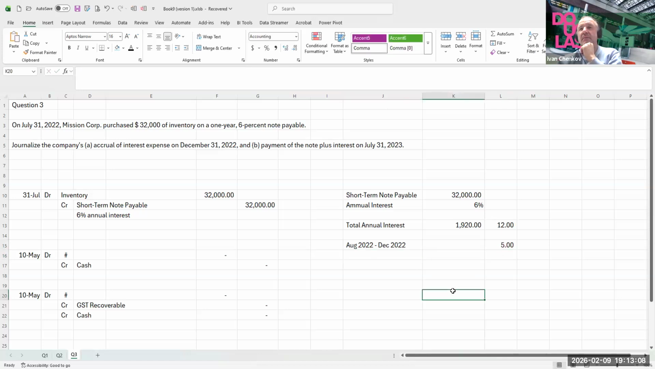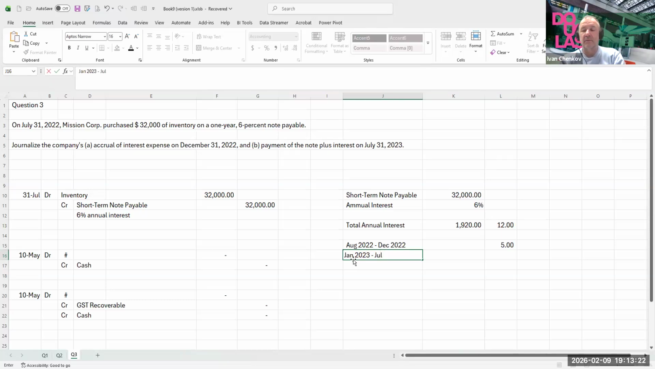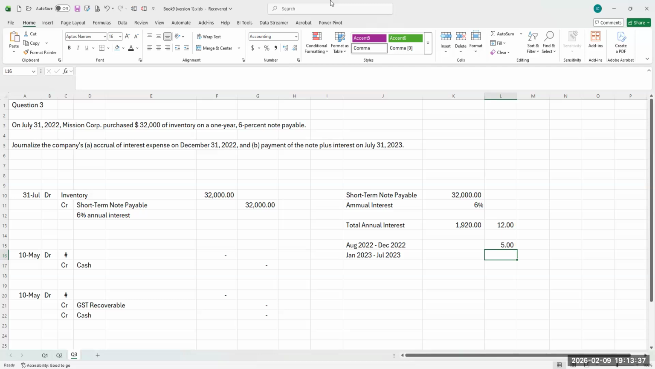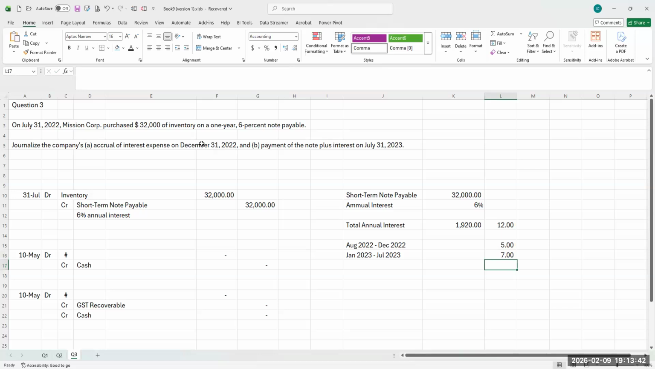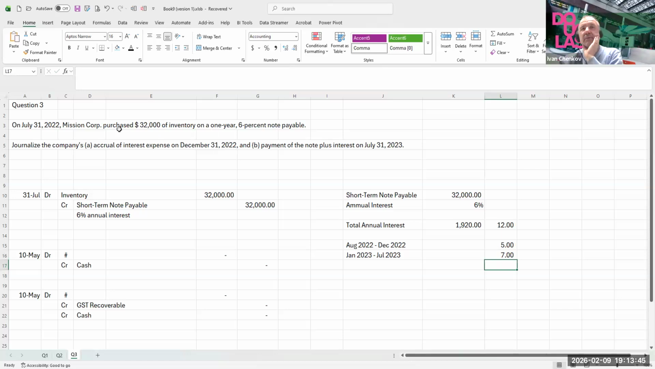And what happens next? Next we have January 2023 to the end of July 2023. How many months do we have here? I was about to say 7. So question for you: January, February, March, April. Watch this. For how long is this note payable? For 1 year, correct? Yeah.